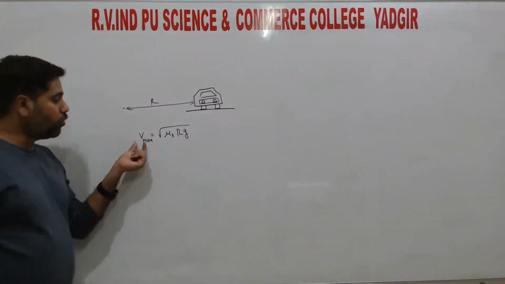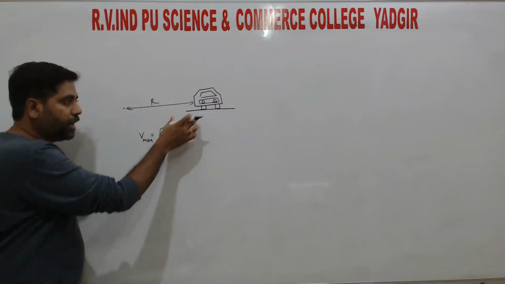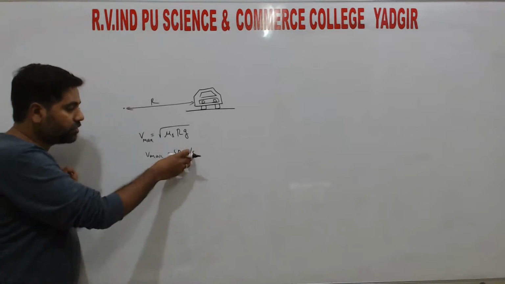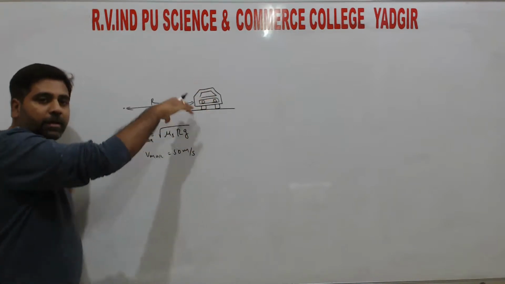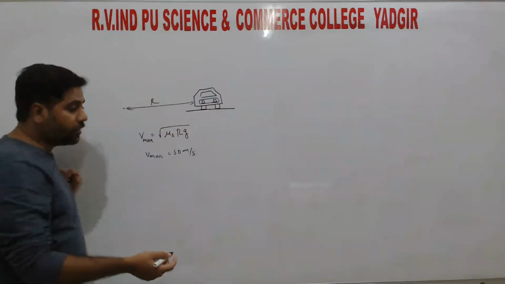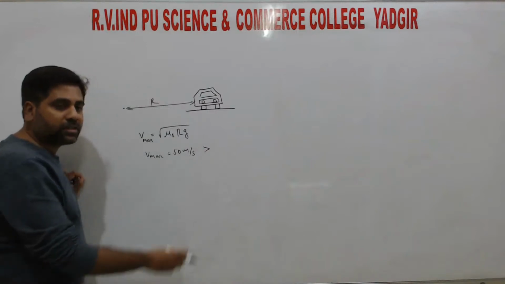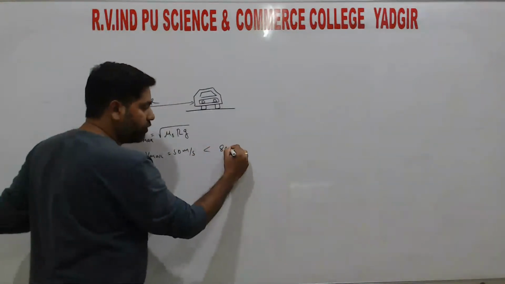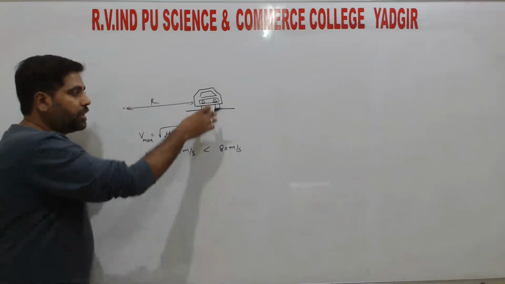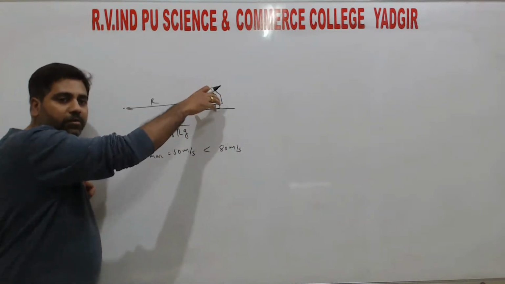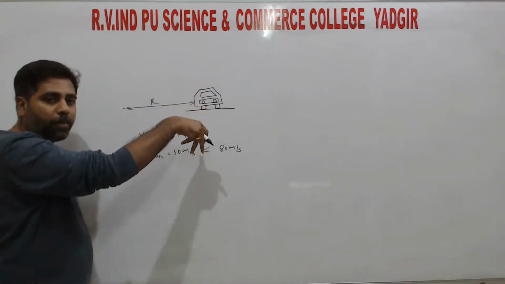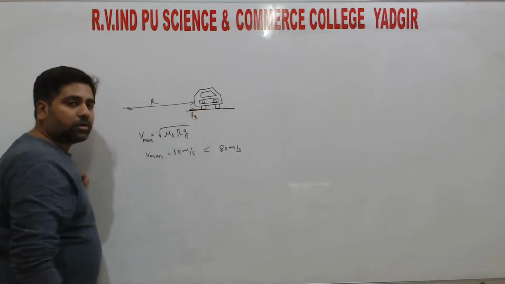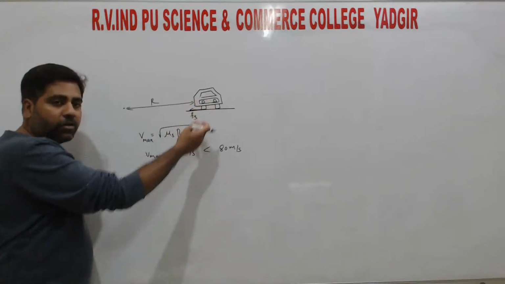If the vehicle is moving faster than this speed, for example, if the maximum speed is 50 meter per second and the vehicle crosses it, say it is moving with a speed of 80 meter per second, then the necessary centripetal force to keep the vehicle in a circular path will not be balanced by the frictional force caused by the tires of the vehicle on the road.